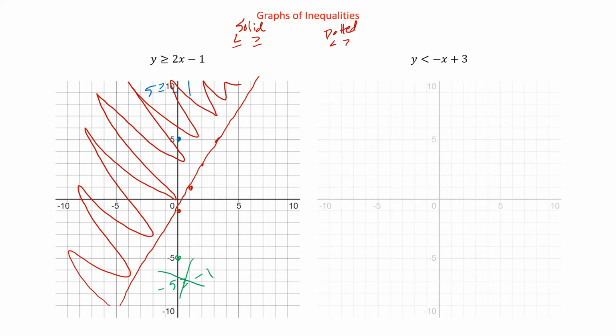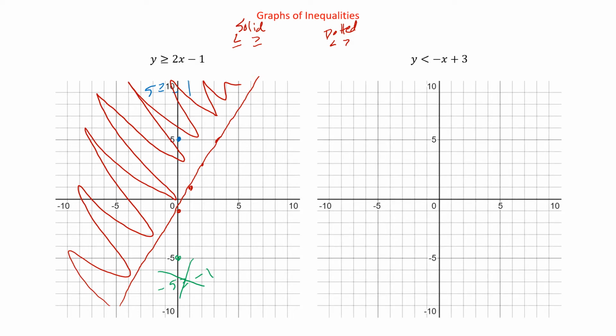So let's look at this dotted line. We have y is less than -x plus 3. Same basic idea. We can go up 3. And then -x, we go down 1 over 1, down 1 over 1, down 1 over 1. We can connect the dots, except making a dotted line.